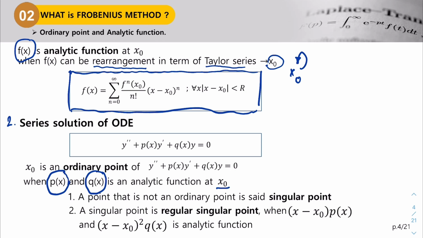Okay, first, a point that is not an ordinary point is said to be a singular point. And second, a singular point is a regular singular point when (x minus x0) multiplied by p(x) and (x minus x0) squared multiplied by q(x) are analytic functions.